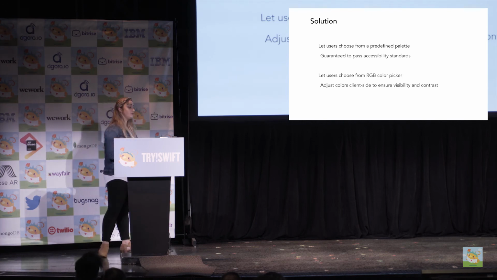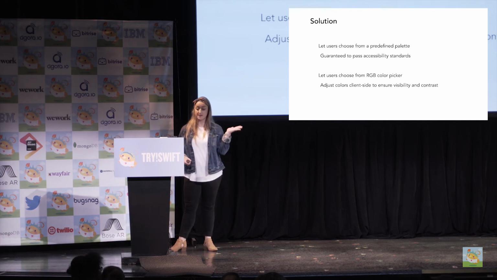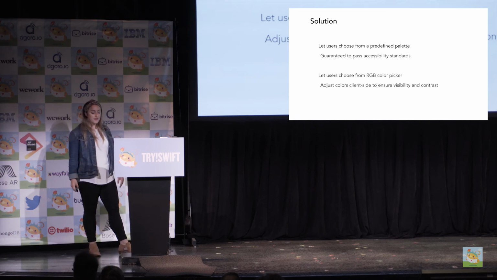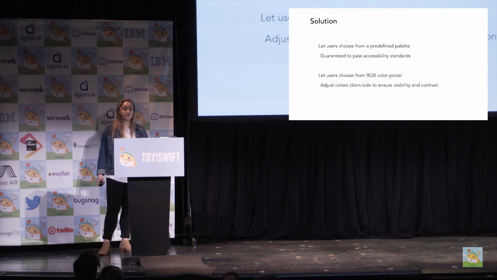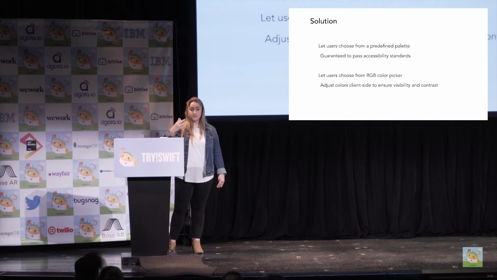Well, what if you want to give your users more free range? You want to let them choose from, say, an RGB color picker or an HSV color picker. Now, something you can do is adjust the color they've chosen client-side to ensure visibility and contrast is at the minimum set by Apple.